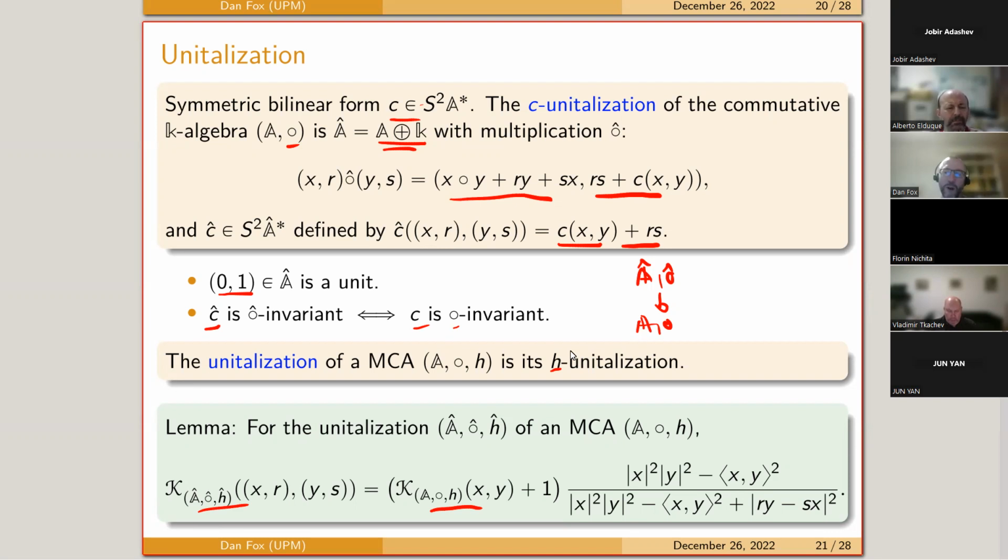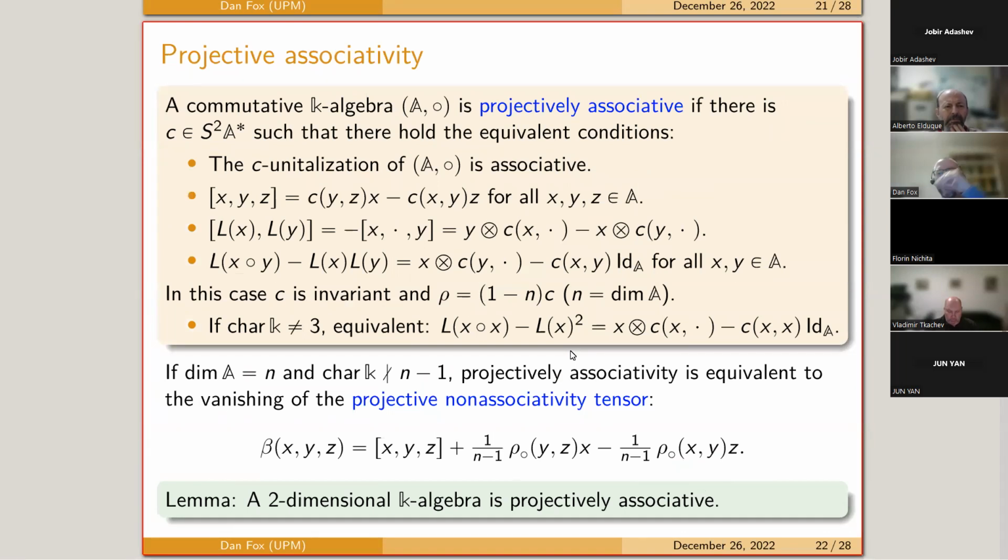So sometimes it's more convenient to work with a unit, sometimes it's more convenient to work without a unit. But we saw that with the Grice algebra examples earlier. We had to work with the unit. Okay, so the relevance of this is it's related to this notion of projective associativity, which I define here. So I said earlier that I wanted to think of constant non-sectional curvature as projective flatness of the Levi-Civita connection. So I want to think of constant non-sectional non-associativity as projective associativity. So this actually makes sense.